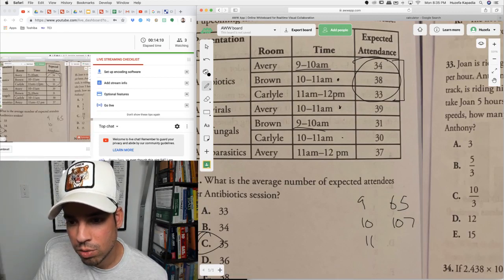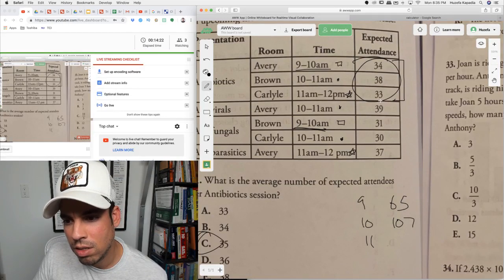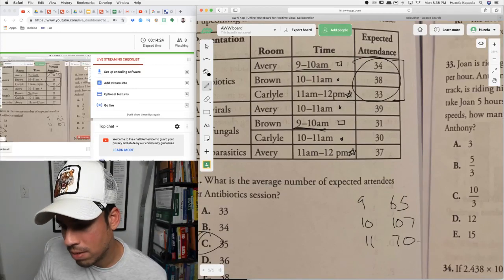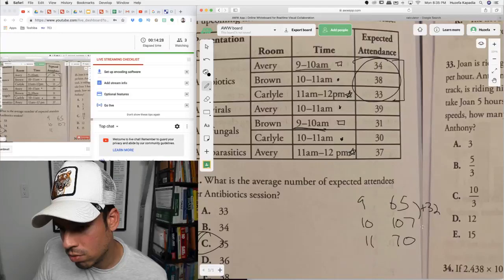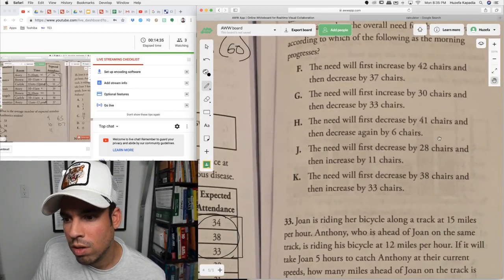Let's mark that so we don't repeat those. We already did these ones. Let's do squares here, a different notation. And then last, let's do a star. At 11, they need 33 and 37, which is 70. Okay. So it should go up by 32 and then down by 37, I guess.